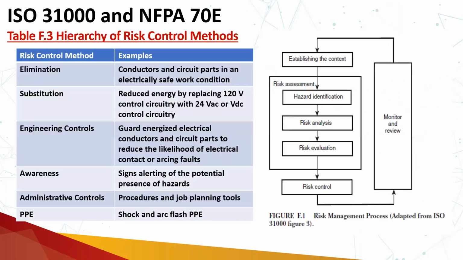Okay, moving to risk assessment procedure. The risk assessment procedure follows the same ISO 31000 framework. First, you have to identify the hazard, perform the risk analysis, risk evaluation, and apply the controls, and then monitor whether those controls are working for you or not. If not, then that cycle goes on and on. So the same framework is being used here in NFPA 70 as well.